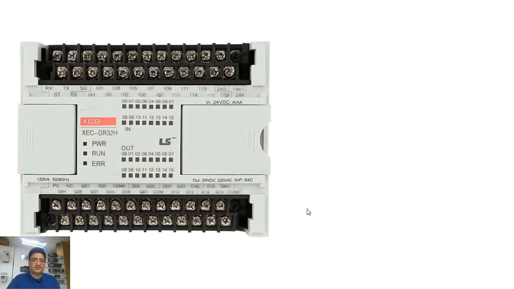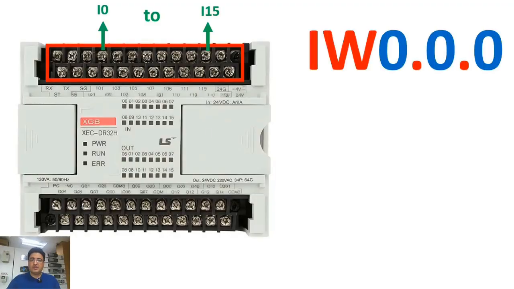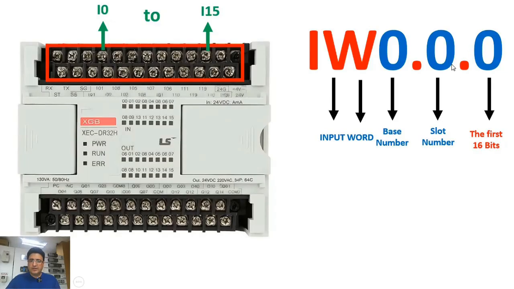Now we have an LS model PLC. This time what we want to do is read the values of all 16 inputs of this PLC. That is from input number 0 to input number 15 all at once. Now let's see how the addressing for that works. So the addressing for that would be W.0.0.0, where the W you see here stands for word. The first 0 is our base number. The second 0 is the slot number, and the last 0 refers to the first 16 bits of our inputs.